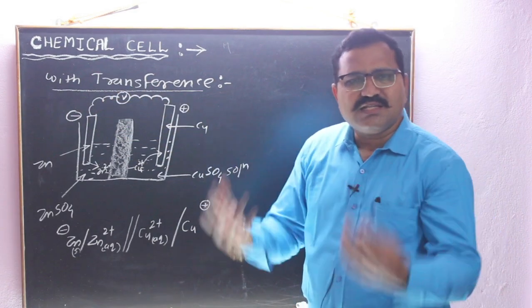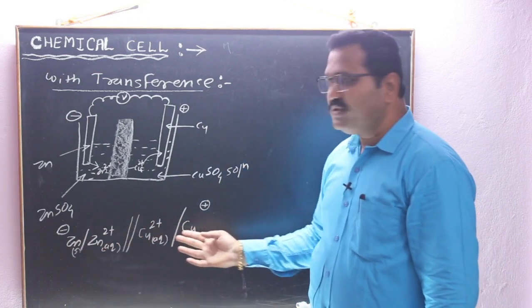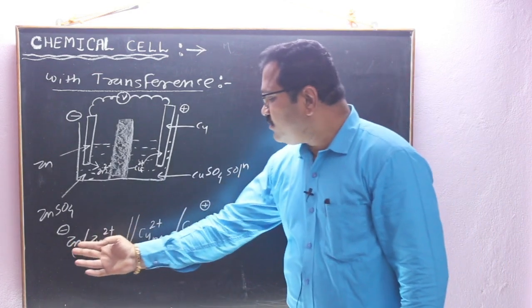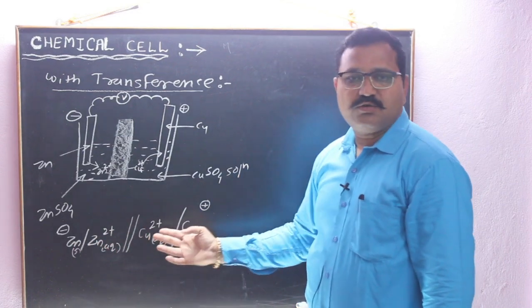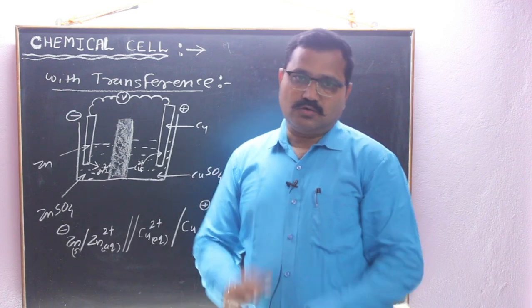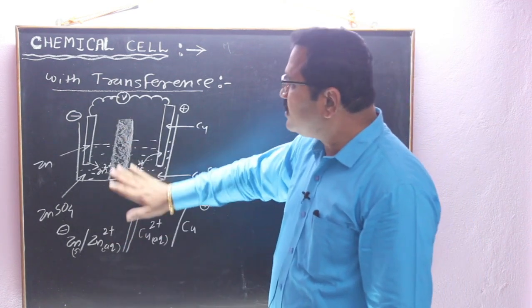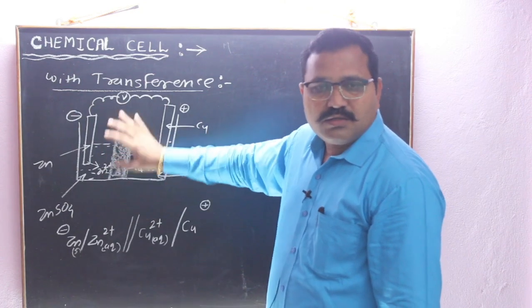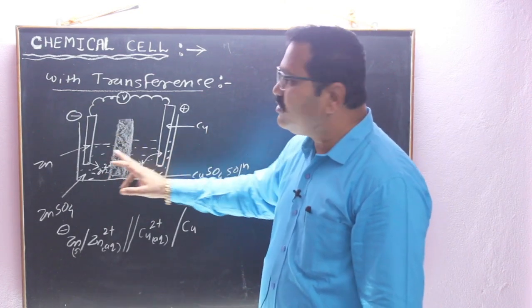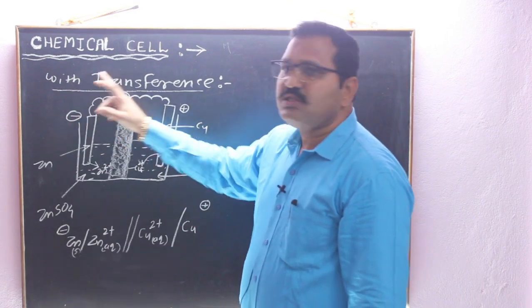You can take other electrodes also, Zn2+ Fe2+ Fe, or aluminum 3+ Ni2+ Ni. You can take any electrode, but there should be a porous partition or porous spot or the indirect contact between two solutions. Then it is called with transference.